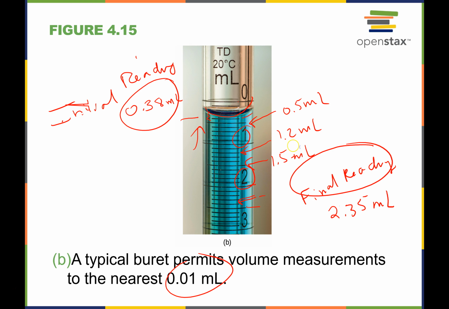So we always will have a final reading and an initial reading. How can I get the volume dispensed? Subtraction, exactly. The volume in this case is always the final minus initial, so it's 2.35 minus 0.38. And units are milliliters.